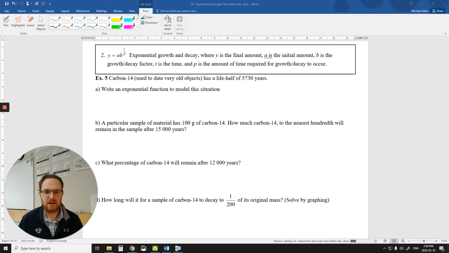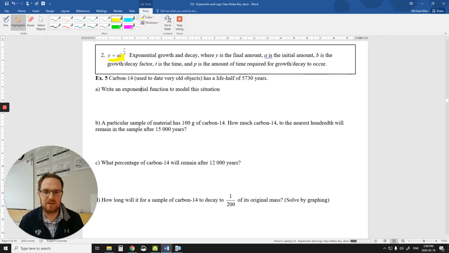Hey guys, welcome back. So we're going to continue on with solving exponential problems here. We just finished off an interest one. Now we're going to start off with a half-life equation again, or some kind of growth and decay.